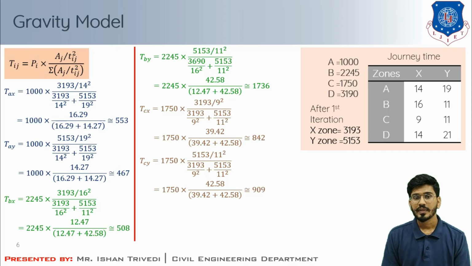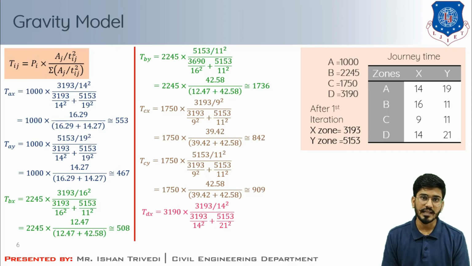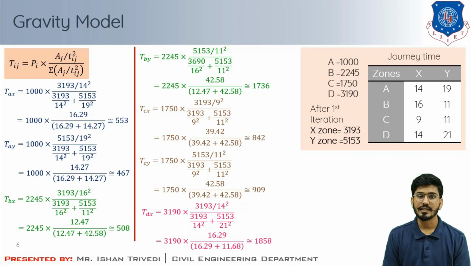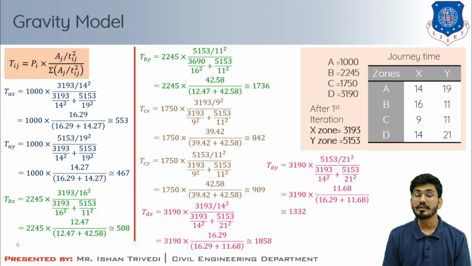For D zone, the DX value, and for that the attraction and production values for X and Y, similarly for D we need to put these values here, and by computing those, the answers are 1858 for DX, and for DY we have the answer 1332. For the second iteration I'm just changing those X and Y values, the rest will be the same.